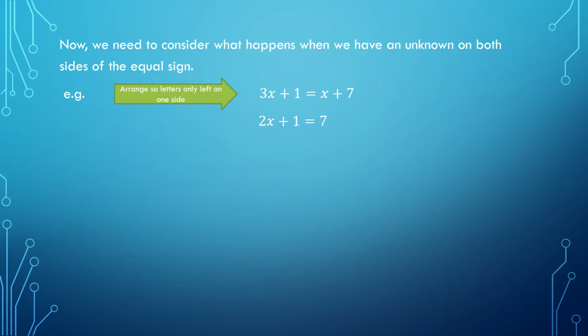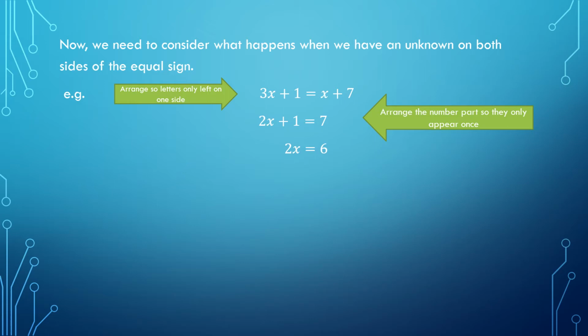Next, I want to arrange it so that the number bits only appear on one side. Again, I'm going to look for where the smallest one is, and I'm going to take that one away. On the left hand side I've got plus 1, on the right hand side I've got 7. The smaller of those two is 1, and the opposite of adding 1 is subtracting 1. So I'm going to subtract 1 from both sides. That means I'm going to have 2x is equal to 6.